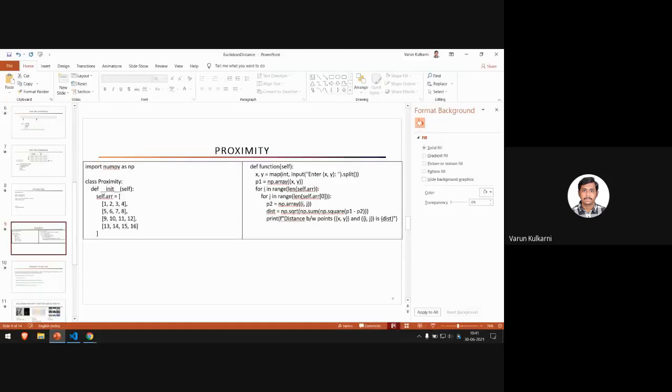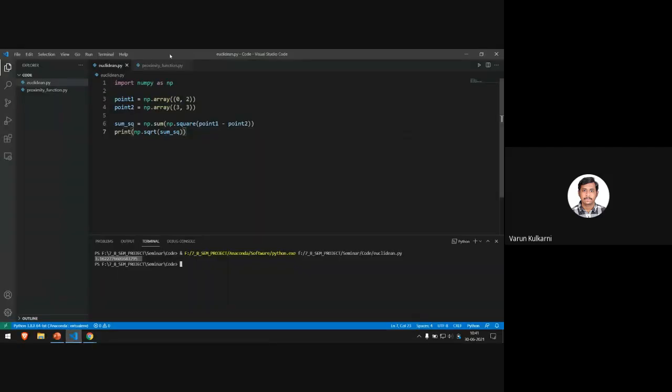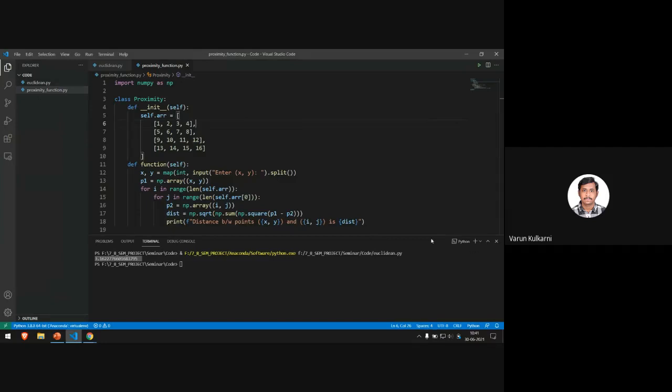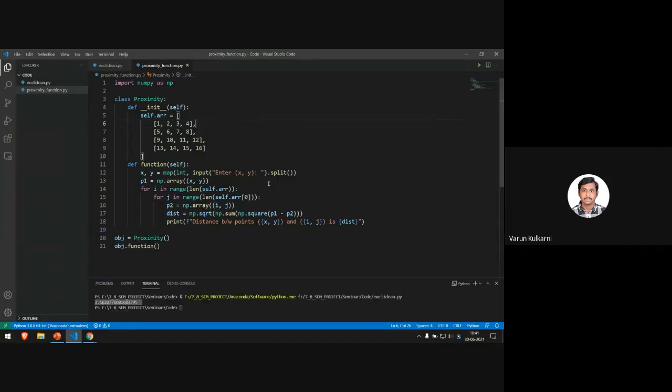Coming to the explanation of that code, this is the same proximity function. Here I have initialized with the same matrix 4 cross 4, and I am taking a point x comma y of the two-dimensional plane as an input. By taking that input, I will calculate the distance from all the points in the two-dimensional matrix. I'm instantiating the class and calling the function. So let's run this code.